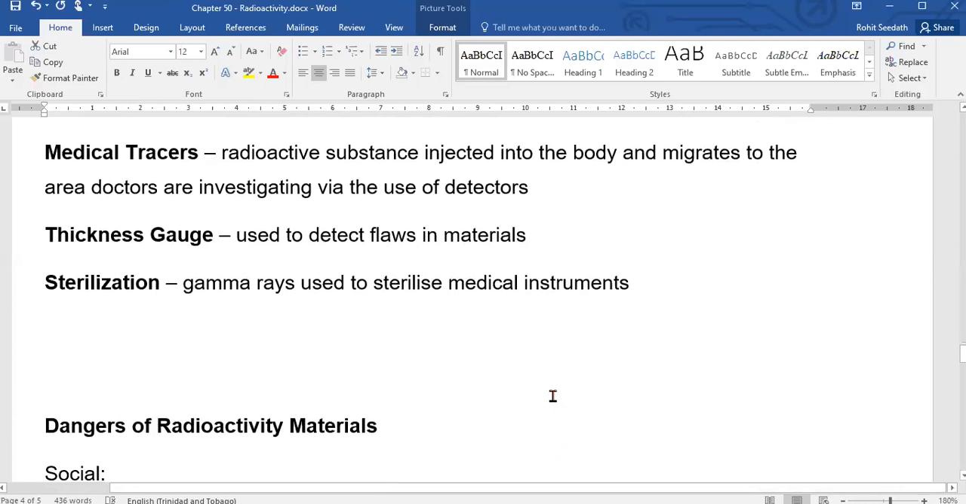Sterilization. Gamma rays are used to sterilize medical instruments. Not sure if you've ever noticed this, but some medical offices, especially dental care, have a little oven that they put the components in, like a microwave, and it would heat it. Those gamma rays are emitted to sterilize the components before they put it into your mouth. All right, that's the next way they use it.